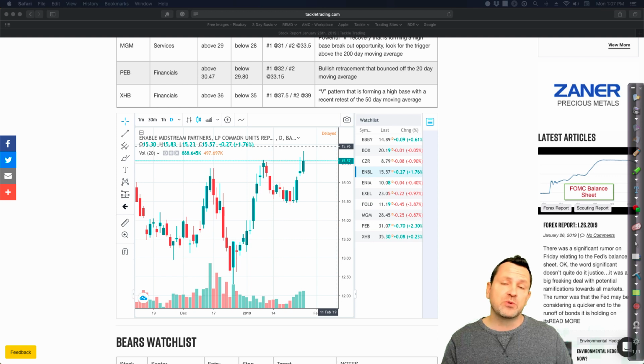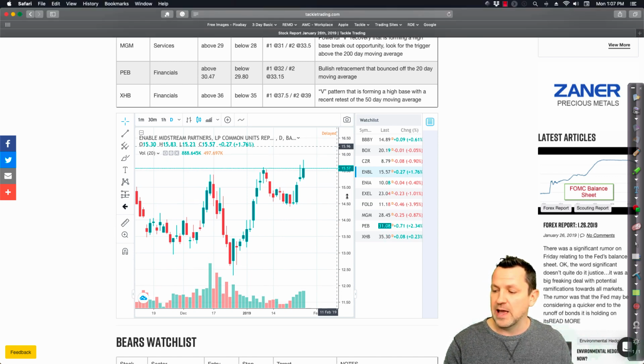So I was going through this week's scouting report, the stock report, and we had again a couple of really good looking cup and handle breakout patterns. And I was quite taken with this little pattern on ENBL. That's Enable Midstream Partners LP. Nice looking little chart pattern. I like the general setup.